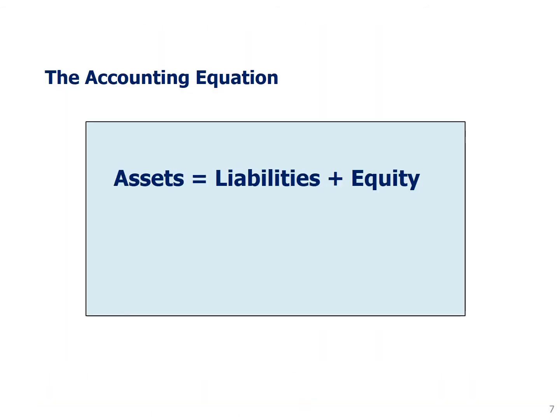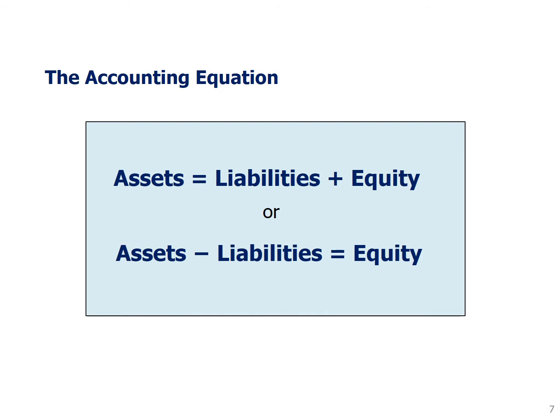The accounting equation. All transactions must comply with the accounting equation when they're entered into the firm's financial records. This ensures that both sides of the statement of financial position must always balance. So assets equals liabilities plus equity. Total assets for a firm must equal the sum of its liabilities, what the firm owes to others, and the owner's equity, what the shareholders have put into and retained in the business.